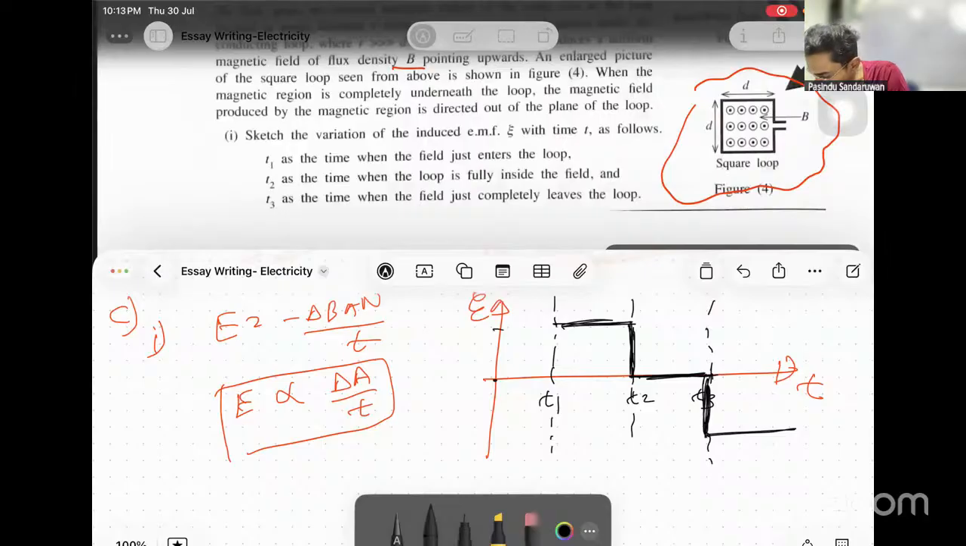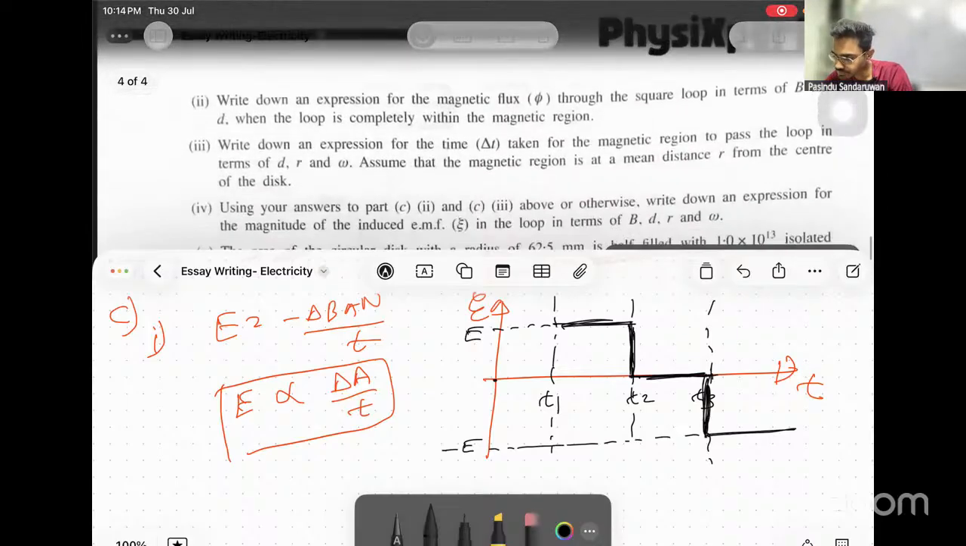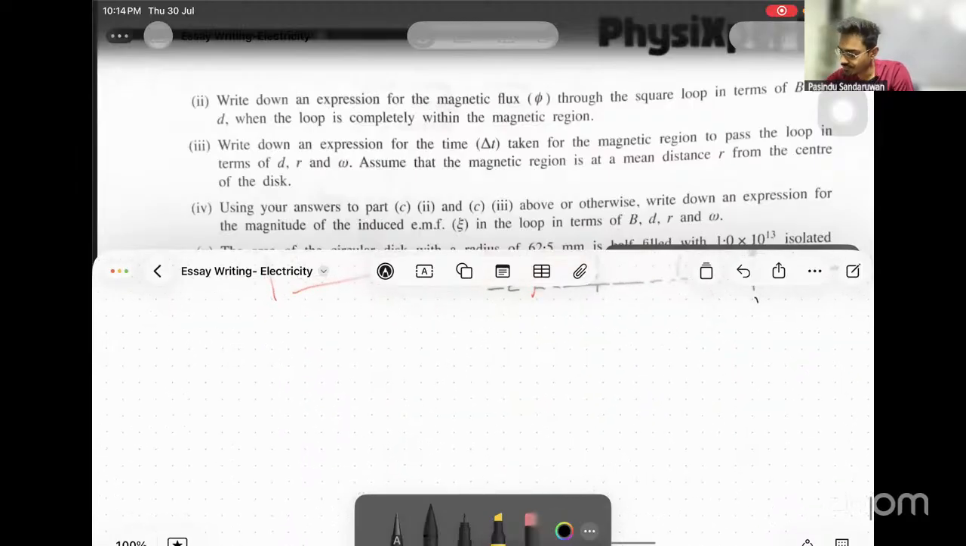And in terms of these heights, they should be equal, right? If this is E, this is minus E. Same magnitude, opposite directions, right? The reason is Lenz's law. What causes the opposite direction is Lenz's law, right?